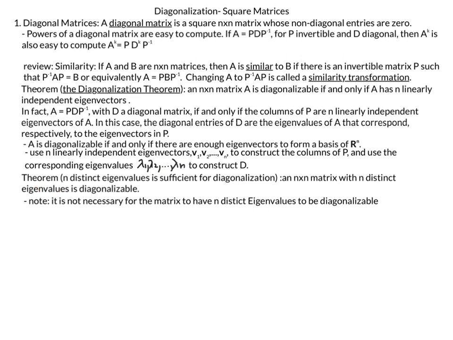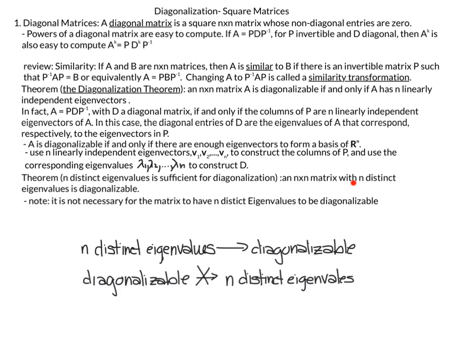And we want to note it's not necessary for the matrix to have n distinct eigenvalues to be diagonalizable. This theorem is different from the other one, which was an if and only if. This is just an if-then theorem. In particular, it says if there are n distinct eigenvalues, then it is diagonalizable. It's not the converse. Diagonalizable implies n distinct eigenvalues is not necessarily true. Sometimes it's true and sometimes it's not.